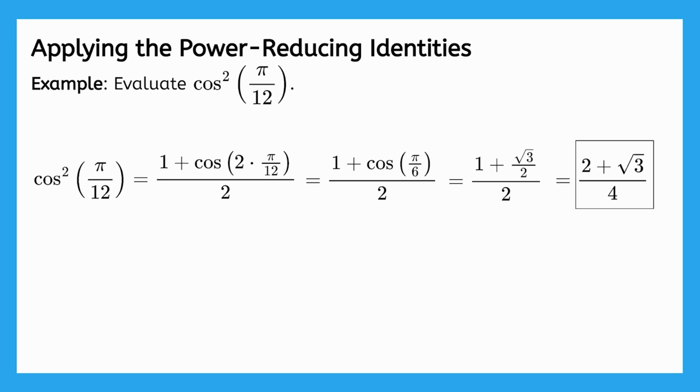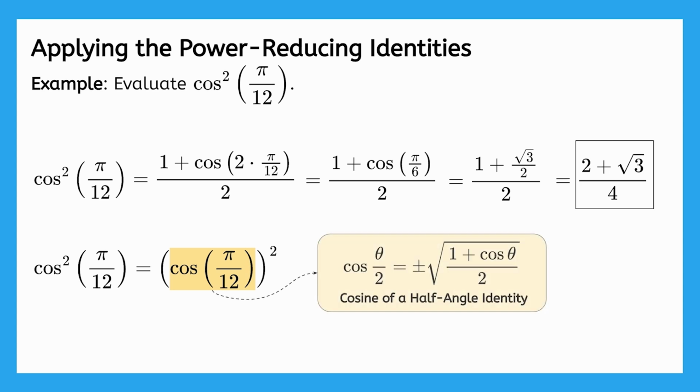Could we have solved this problem a different way? You may have noticed that we could rewrite cosine squared of pi over 12 as cosine of pi over 12, squared. While, again, we don't know the cosine of pi over 12, it is half of pi over 6, so we could use the cosine of a half angle identity. There's often more than one way to solve these types of problems.